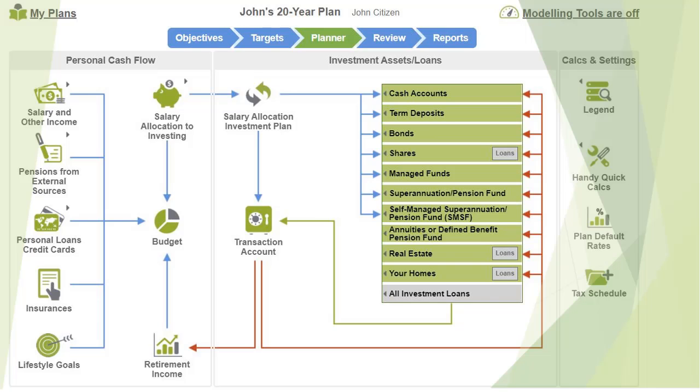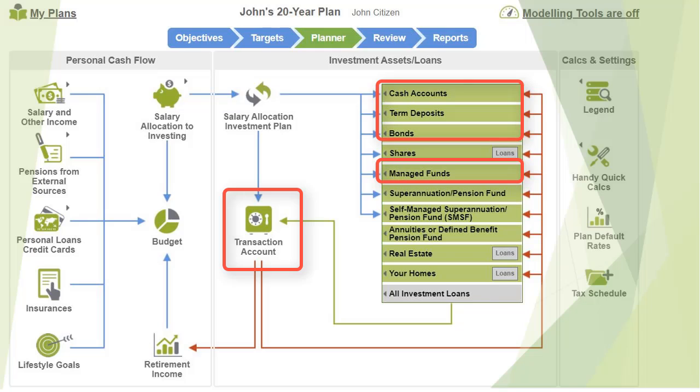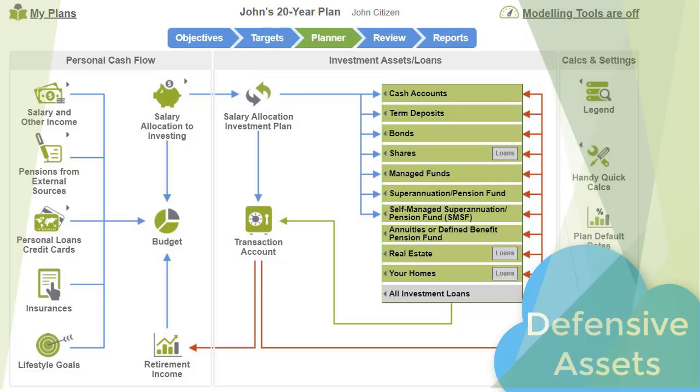The following assets are in this group: the transaction account, term deposits, bonds, managed funds where the division can be cash, domestic fixed interest securities and global fixed interest securities. This group of assets is called your defensive assets.